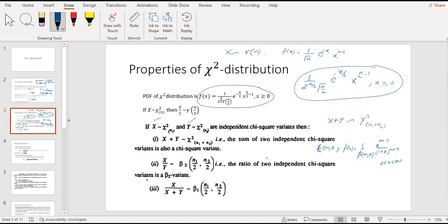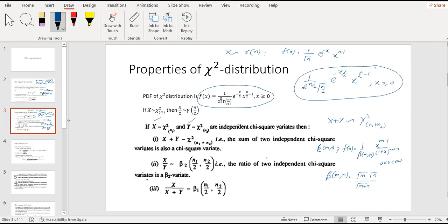So it means that the ratio of the two chi-square variates will follow a beta 2 distribution with parameters n1 by 2 and n2 by 2, meaning I replace m with n1 by 2 and n with n2 by 2. And this is the probability density function for the beta 2 variate. Here beta mn has a relation with the gamma function: beta mn is gamma m gamma n upon gamma m plus n.